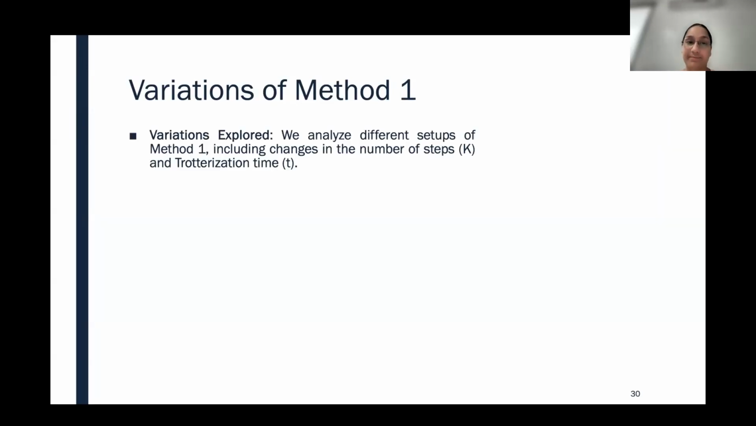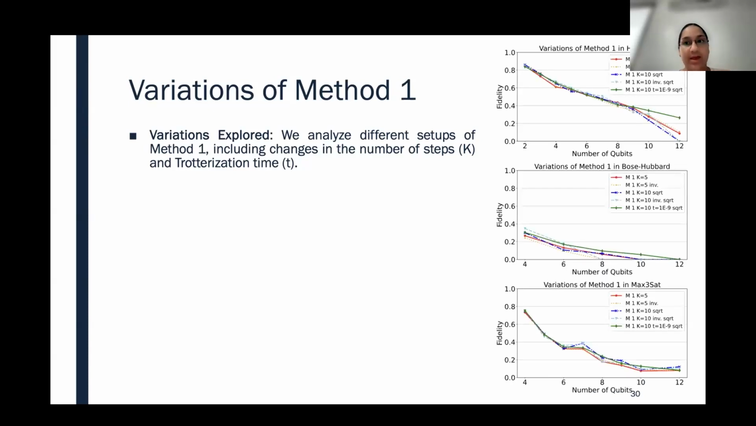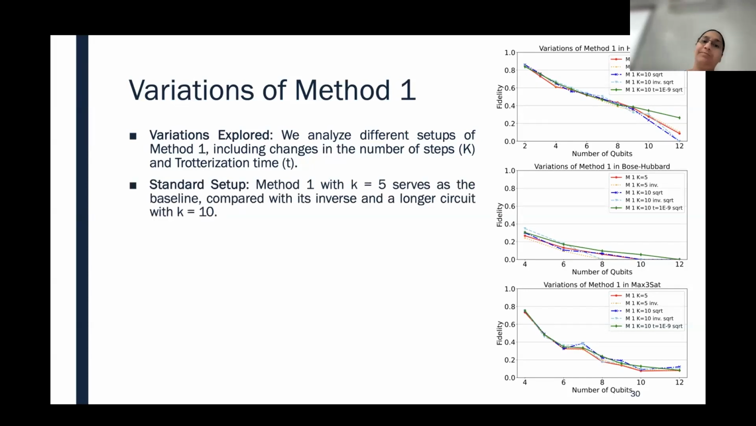So before we go into comparing method 1 and method 3, we are going to talk about a few variations in method 1. First of all, we analyze different setups of method 1, including changes in the number of Trotterization steps, K, or Trotterization time. These are the 3 plots that we are going to look at. These belong to the Heisenberg, the Bose-Hubbard, and the Max 3 SAT models. So the baseline or the basic method 1 that we concern ourselves with in all the plots is method 1 with K, the number of steps, equal to 5. This serves as a baseline.